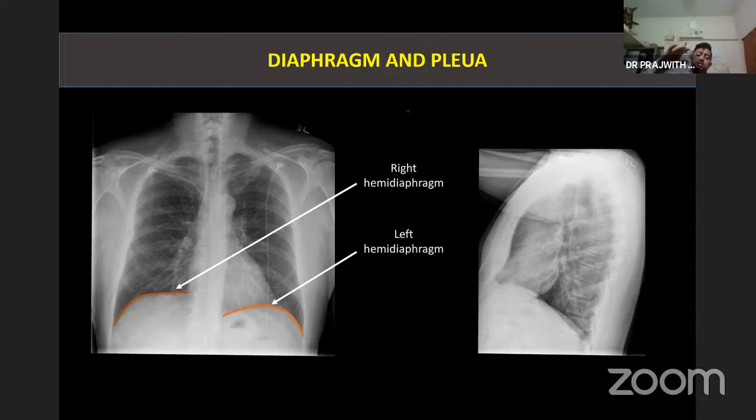Similarly, if I'm telling right lateral chest X-ray, that means that X-ray is passing from the left to right. That means that the left diaphragm is appearing larger, so it is appearing higher. So in this image, we know that the left diaphragm is appearing larger. So that means that X-ray is passing from the left to right. Means that this is a right decubitus X-ray.